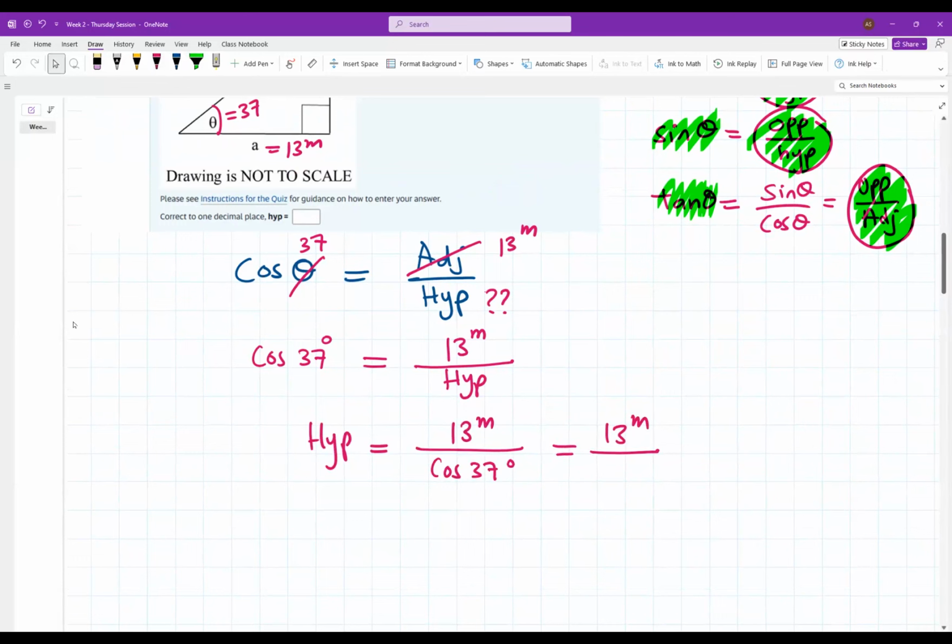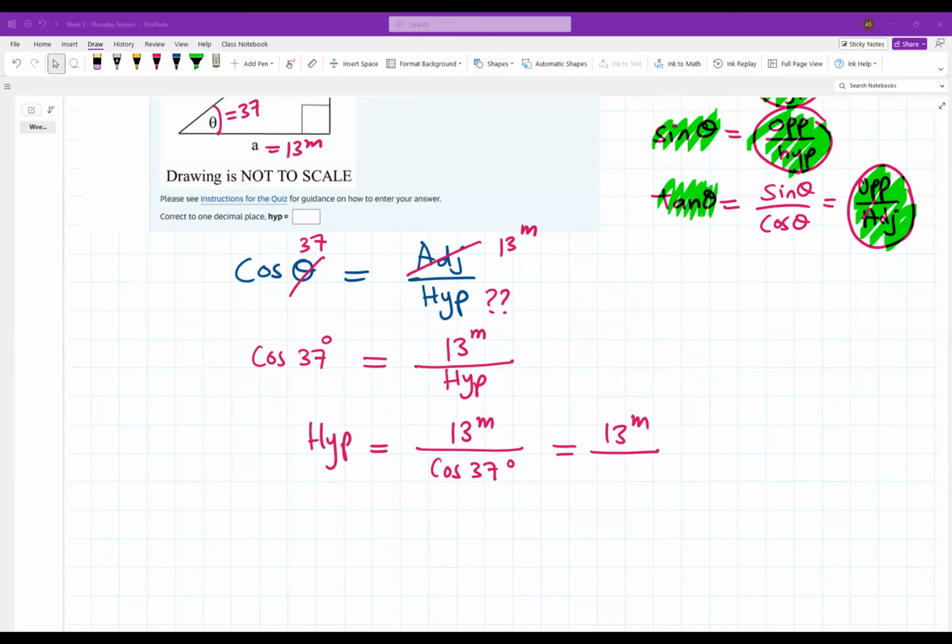Do you know how to do cosine? I want to show you one. 0.798. Thank you, Jonathan, for sharing your answer. So I will share the calculator with you. 16.29 meters. I just want to show you one.